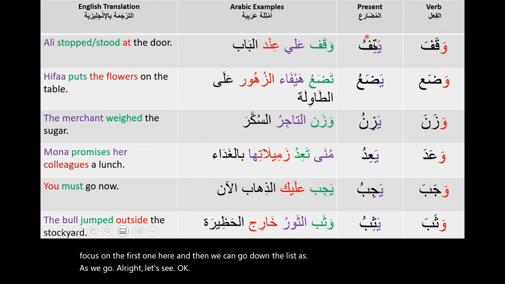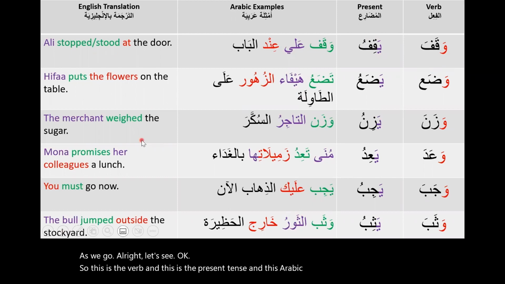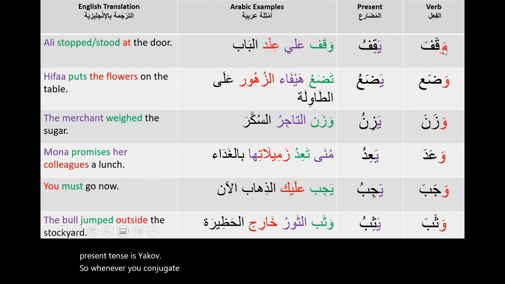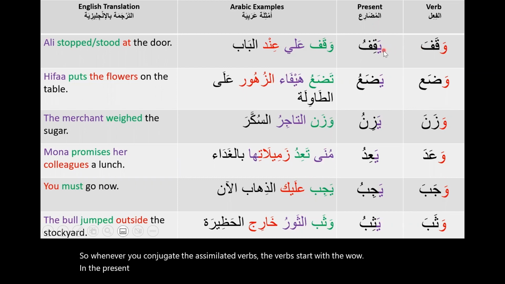So this is the verb, and this is the present tense, and these are the Arabic examples and English translations. Waqafa is either to stand up or to stop, and the present tense is yaqif. Whenever you conjugate the assimilated verbs, the verbs that start with the waw, in the present tense the waw is turned into ya, with some exceptions. We will talk about that.